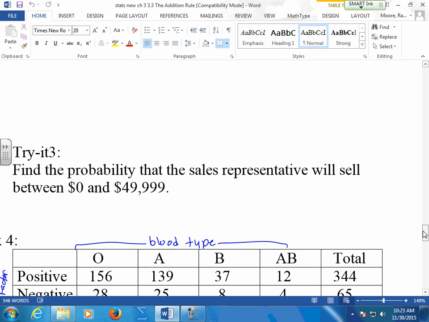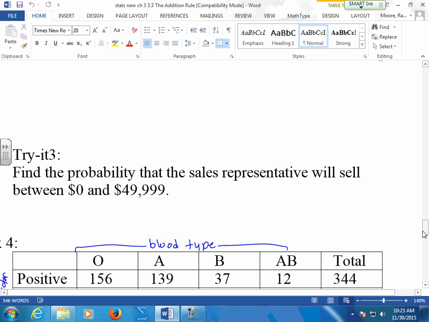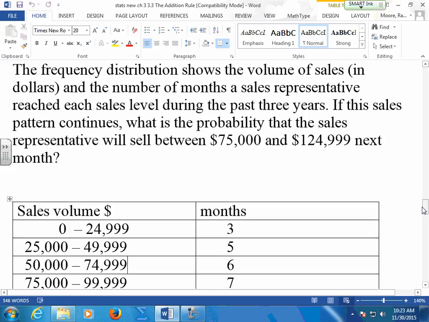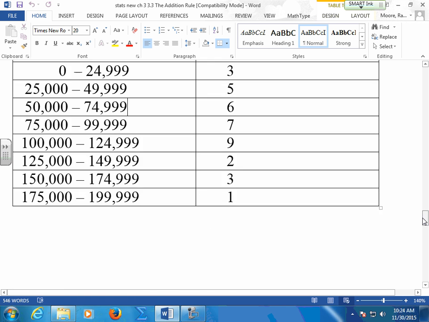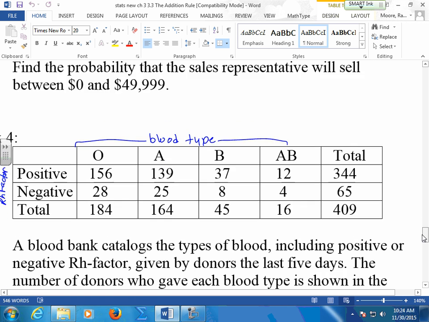Find the probability that they will sell between 0 and 49.99. So that would be just these two, the 3 and the 5. 8 out of 36. This chart is meant to be at that level. So if you sold 50,000, yes, I realize you passed the 30,000 mark, but they're looking at it in terms of levels. What level are you at? So that makes the levels mutually exclusive.